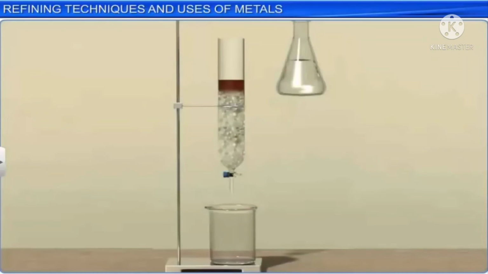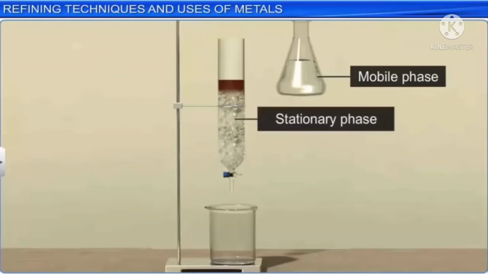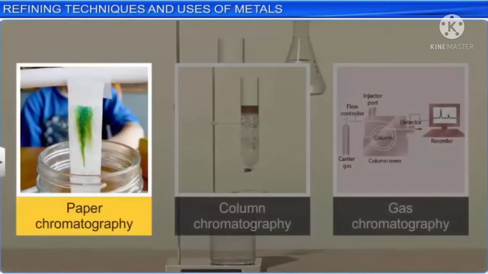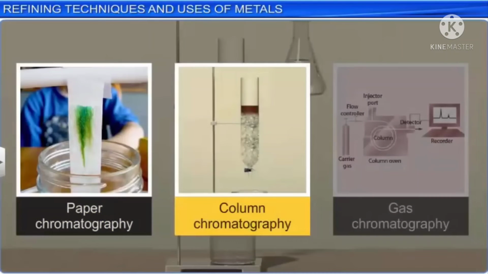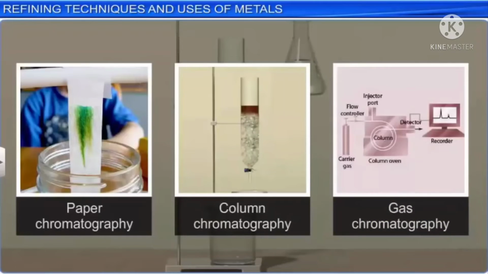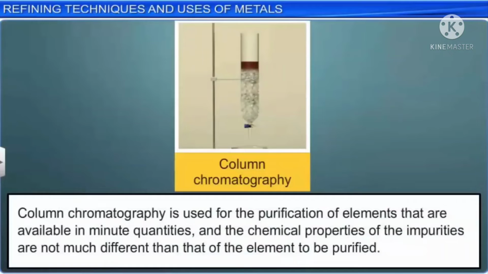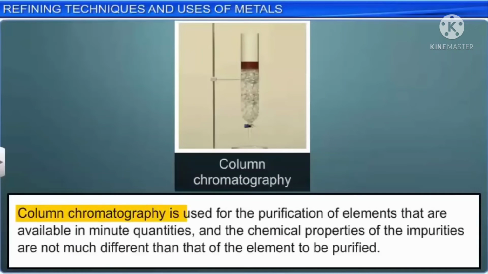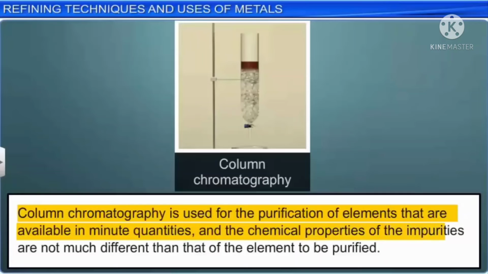Depending upon the physical state of the mobile phase and the stationary phase, and also on the passage of the mobile phase, different chromatographic methods such as paper chromatography, column chromatography, and gas chromatography are used. Let us take a look at column chromatography, which is particularly useful for the purification of elements that are available in minute quantities, and the chemical properties of the impurities are not much different than that of the element to be purified.